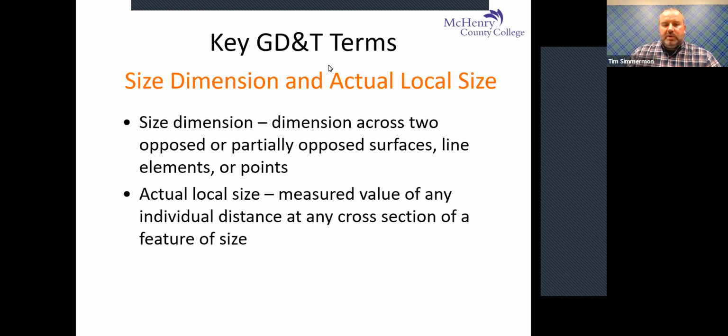So another term we want to learn is size dimension and actual local size. A size dimension is a dimension across two opposed or partially opposed surfaces, whereas an actual local size is a measured value of any distance across that section. So again, what's the difference between a size dimension and actual local size?